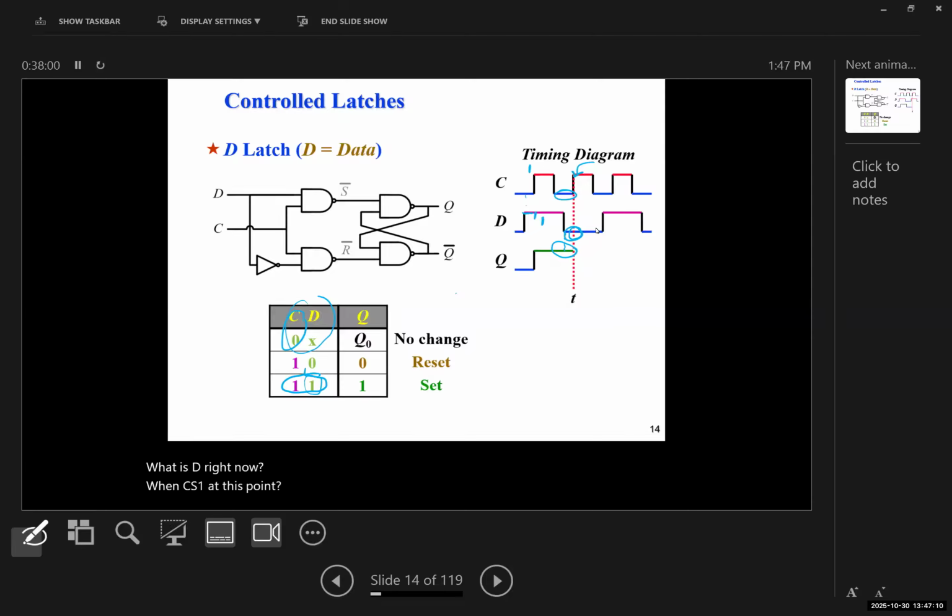What is D? 0. So D is 0 and C is 1. What would Q be? 0. So Q is going to drop to 0. And it's going to do the same thing as long as we don't have any other timing come in. Now for the next timing, again, C is 1 and D is 1. What happens when C is 1 and D is 1? Q goes to 1.